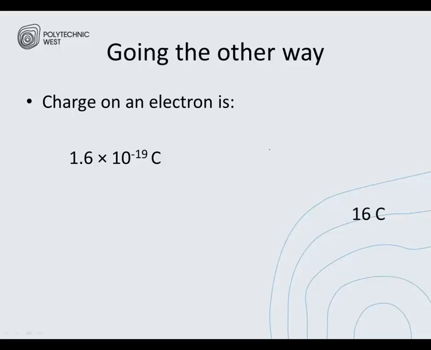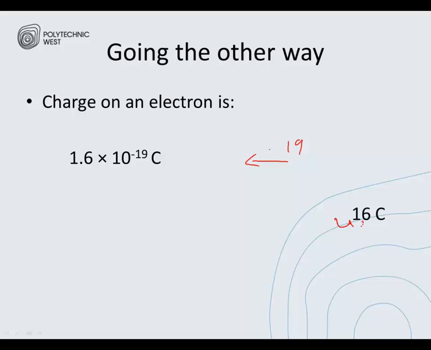Now what we're going to do is shift that decimal point. In fact, we're going to shift it 19 that way, and we're going that way because it's minus. So it's the opposite of what we did before. We've got 1.6, it started there, and I'm going to go 19.